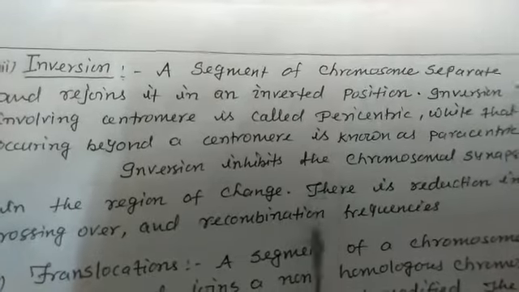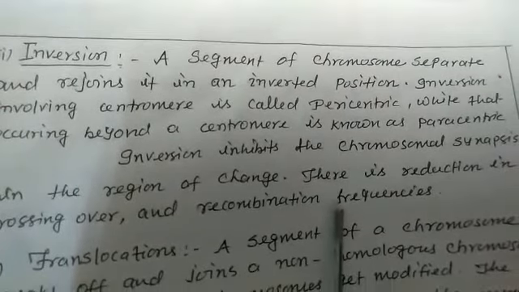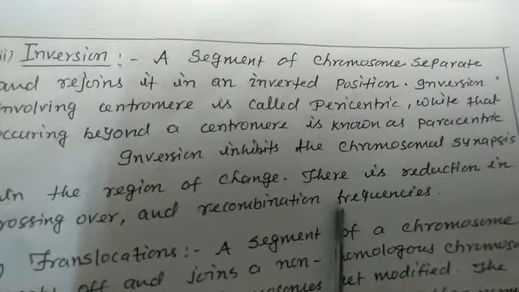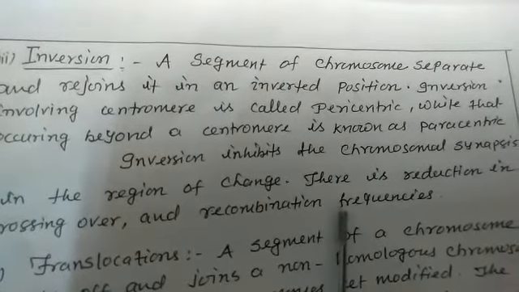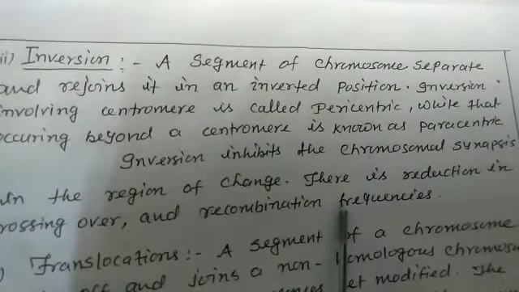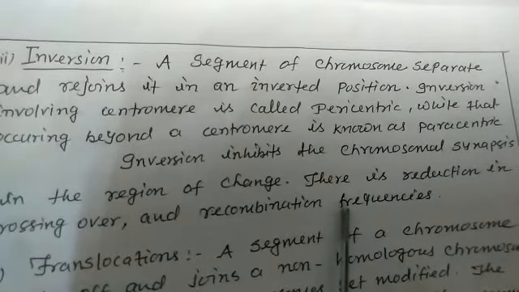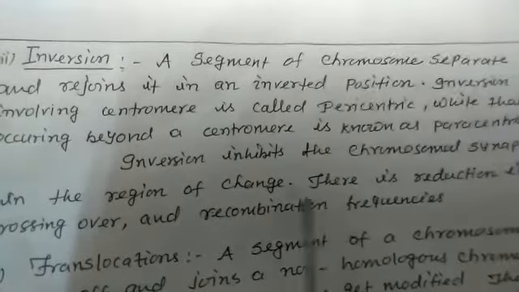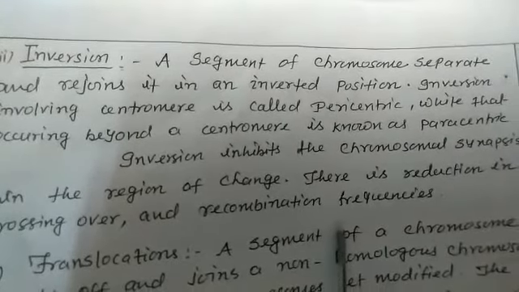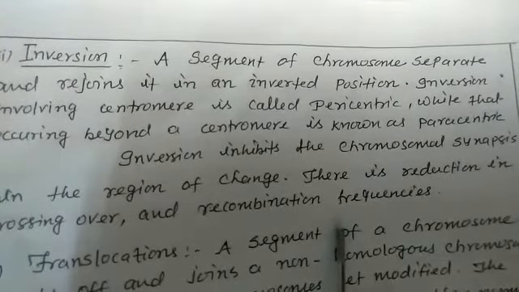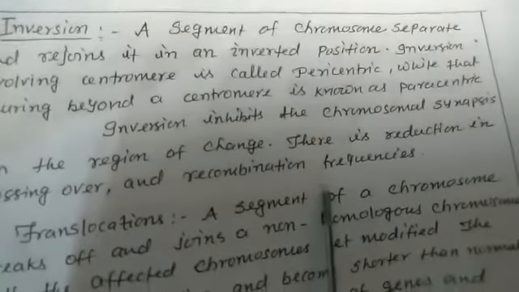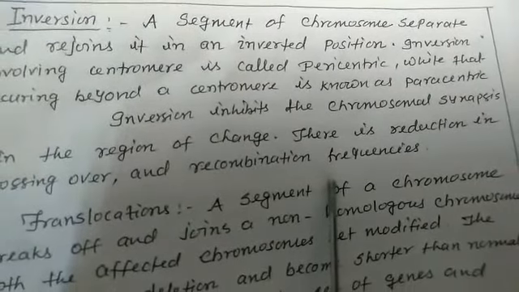As you have learned in class 11 science, there is the formation of crossing over. When the chromosome is longer, there will be more formation of crossovers. If it is shorter, there is less crossover. But here, inversion inhibits the synapsis region of the chromosome, which means there is no formation of crossover.